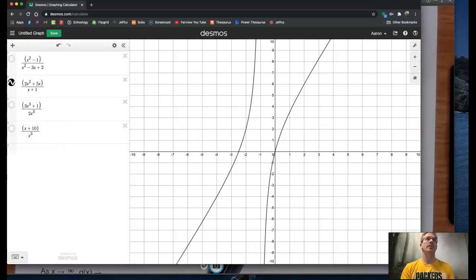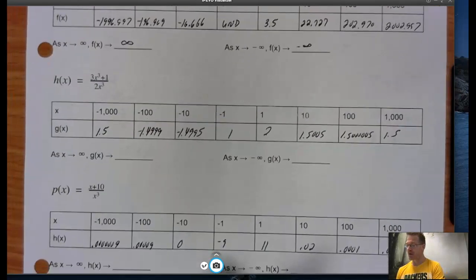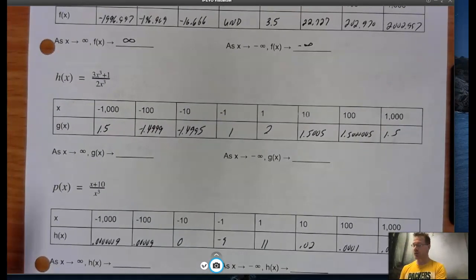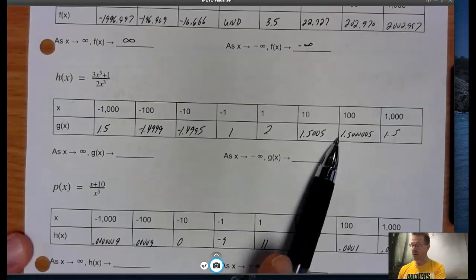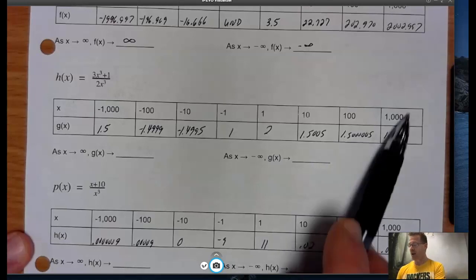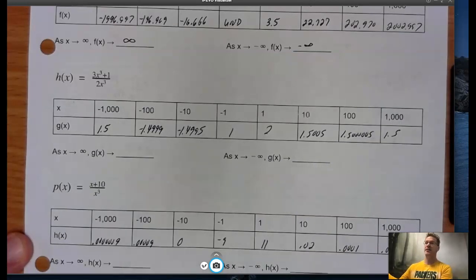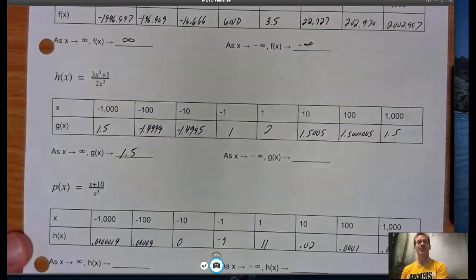So now let's go back to our tables here. Same thing here. Let's look as x gets bigger, right? 2, 1.5, 1.5, 0, 0, 0, 0, and then my calculator just rounded to 1.5. So it's saying, when we get out here to 1,000 or above, it's going to pretty much look like our function is 1.5.